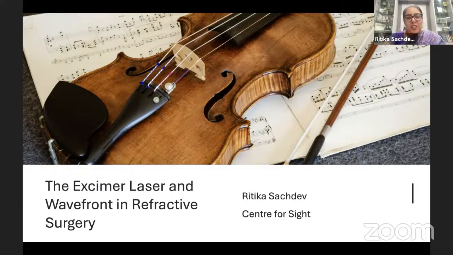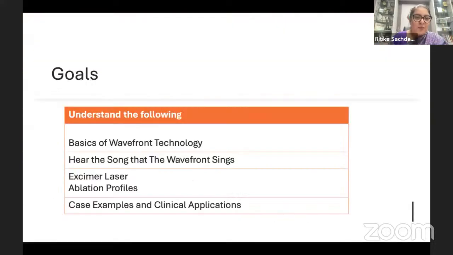The reason I have this picture, which seems unrelated, is that when you hear a song, you enjoy the melody. But when you look at the notes, you don't understand anything. So wavefront is something similar for a refractive surgeon. If used well, it gives beautiful outcomes in terms of visual quality. But when you start and look at the fundamentals of it, it may seem as complicated as the notes. But once you learn to read it, you will be able to create the song. So this is really what the talk will take you through.